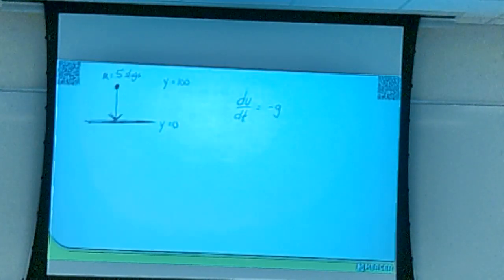Which means all we have is dv/dt is negative g. It's in free fall. Acceleration is just due to gravity. We also have initial velocity is 0 feet per second. That is our initial value problem. Now, that's just really easy to solve.